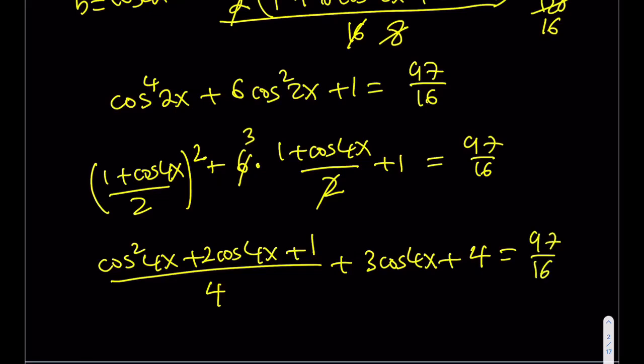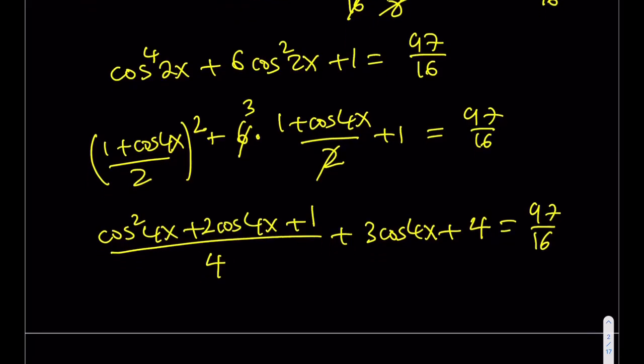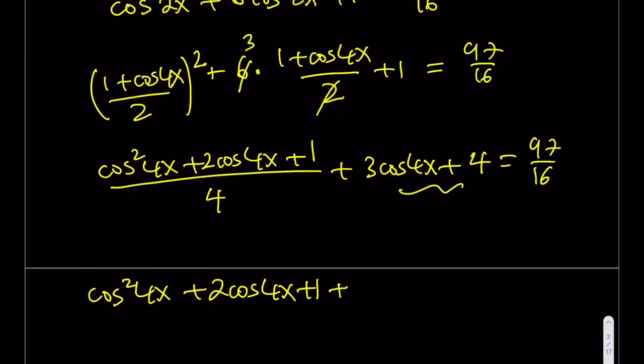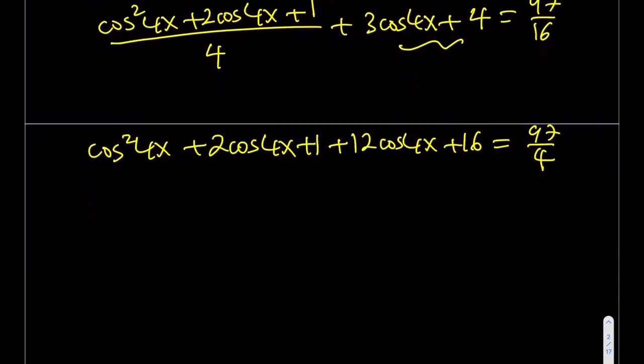Awesome. What am I going to do next? Well, I'm just going to multiply everything by 4 to clear the fraction, at least part of the fractions. So I'm going to be getting this expression from here, the numerator, plus, if you multiply this part by 4, you will get 12 cosine 4x plus 16 is equal to 97 over 4. Awesome. We're almost there. Let's go ahead and simplify this.